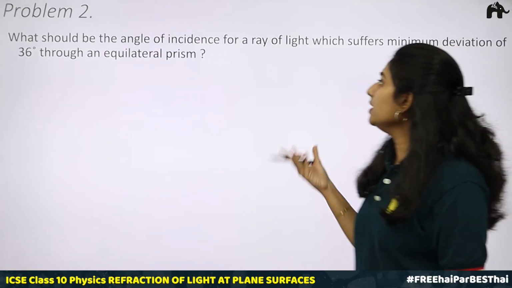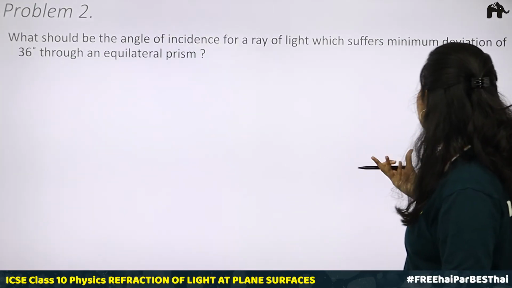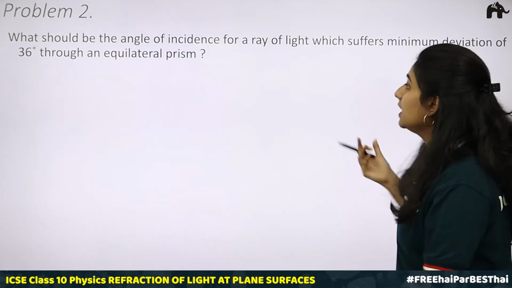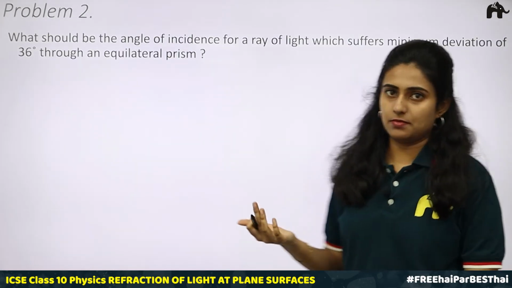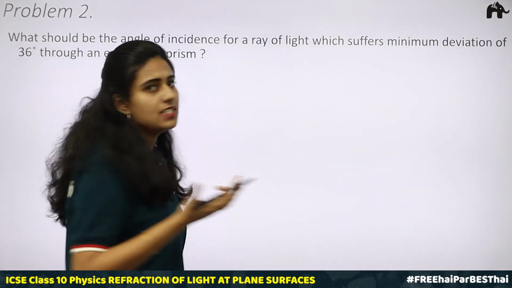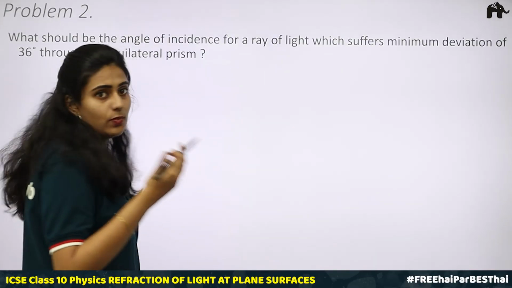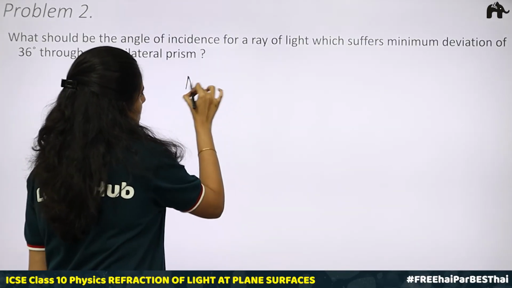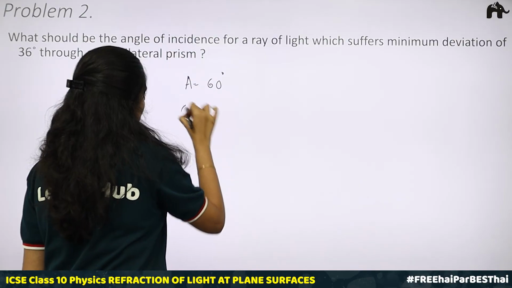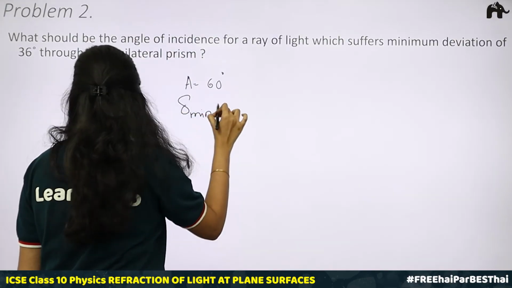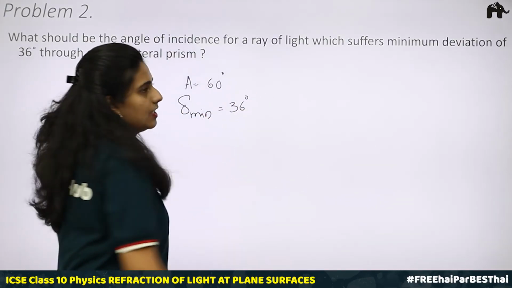Second problem: what should be the angle of incidence for a ray of light which suffers a minimum deviation of 36 degrees through an equilateral prism? An equilateral prism is a prism in which the angle of prism is equal to 60 degrees. The angle of prism is 60 degrees, and the given angle of minimum deviation is equal to 36 degrees.